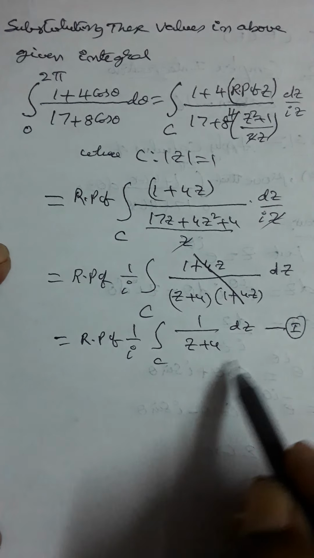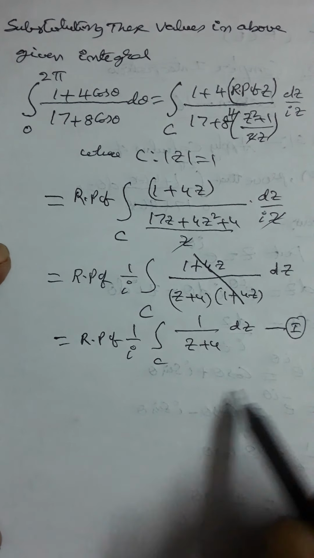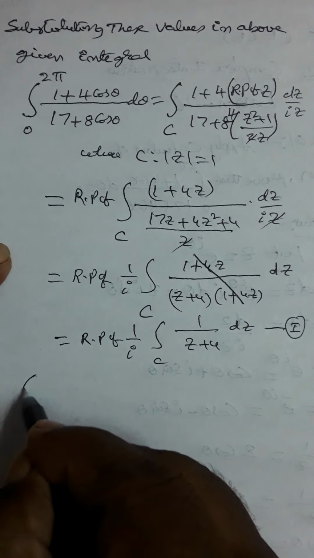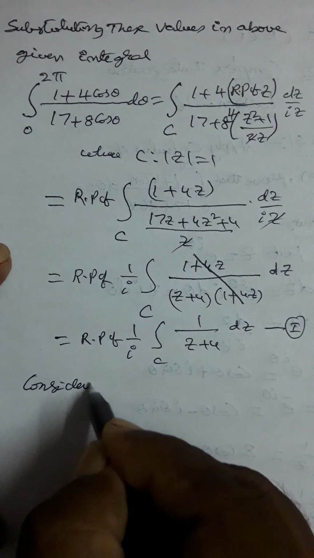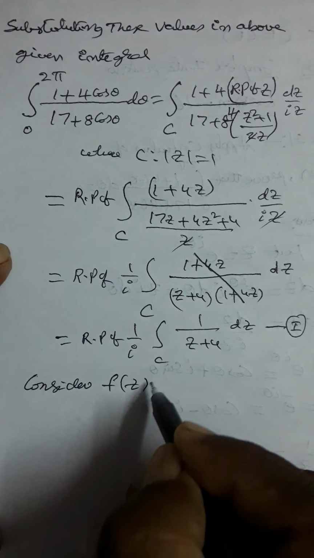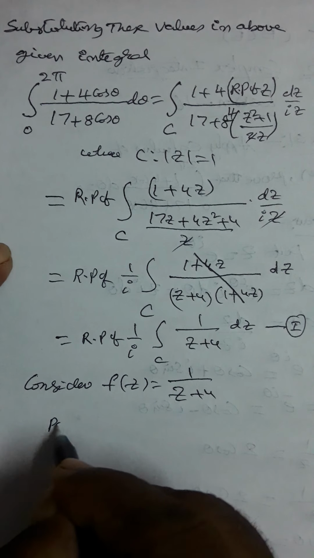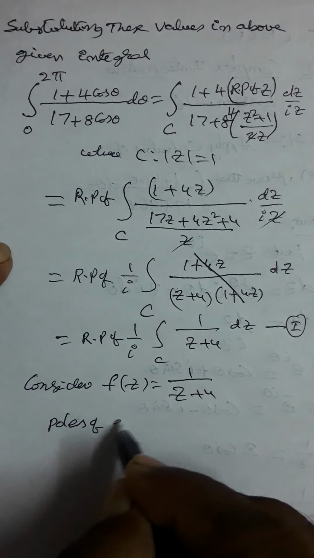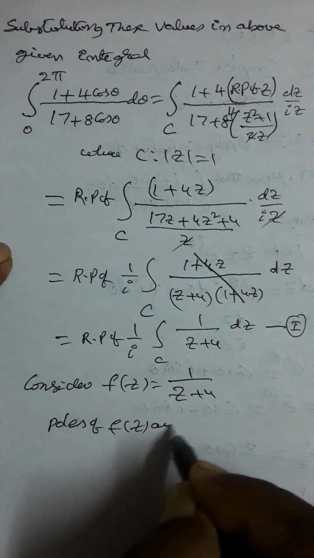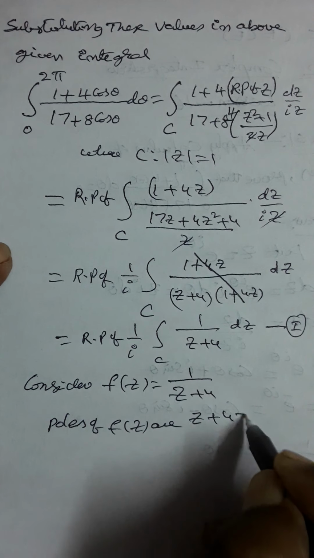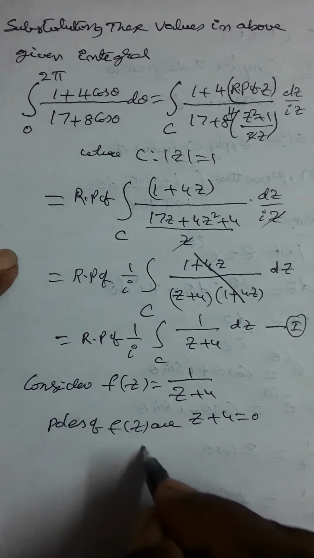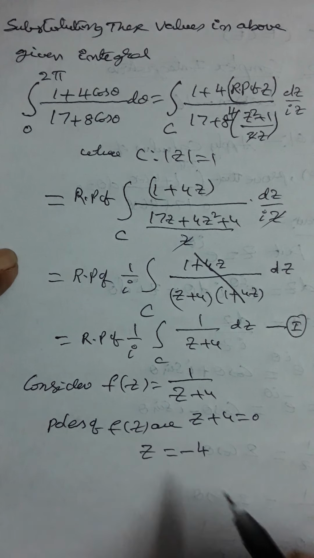Now we have to find the value of this integral. So consider f of z is equal to 1 by z plus 4. Poles of f of z are found by equating the denominator to 0. So z is equal to minus 4.